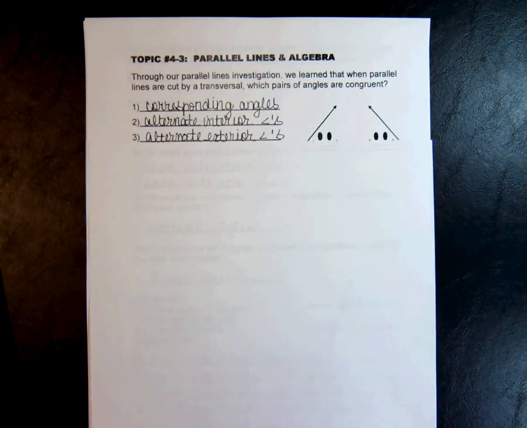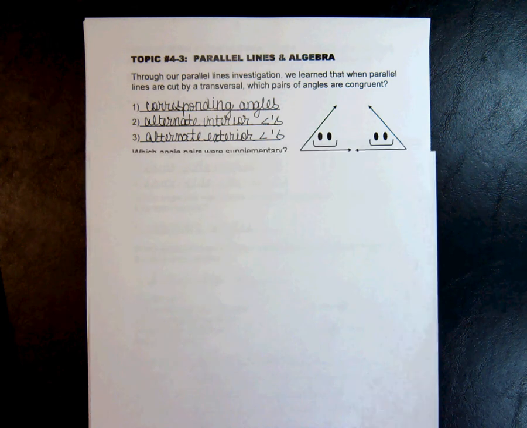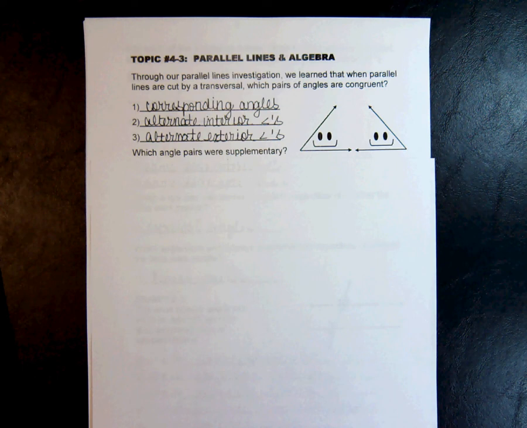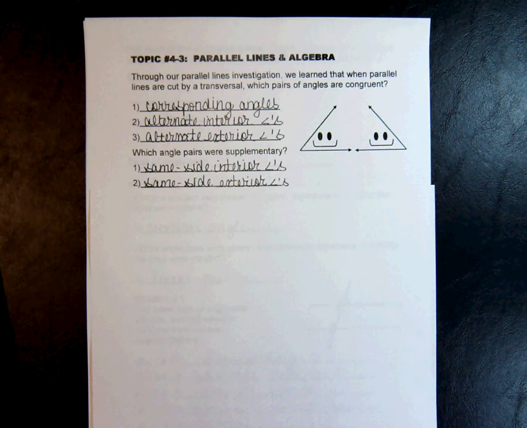Through our parallel line investigation, we learned that when parallel lines are cut by a transversal, which pairs of angles are congruent? We've got lots of them to think about. 1, corresponding angles. 2, alternate interior angles. 3, alternate exterior angles. And then the ones that are supplementary, meaning equal to 180 degrees, would be the same side interiors and the same side exteriors.